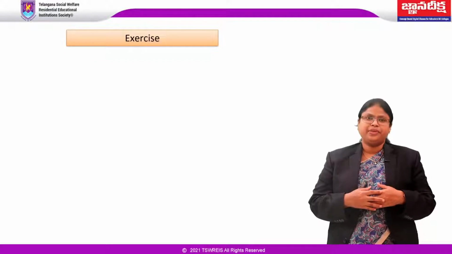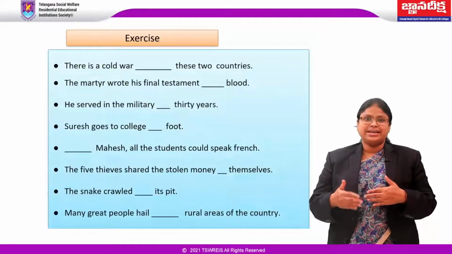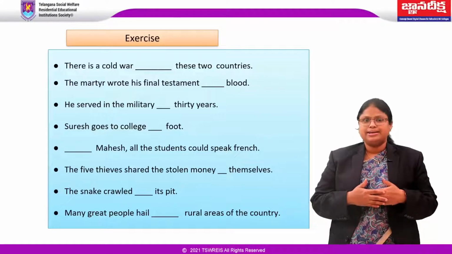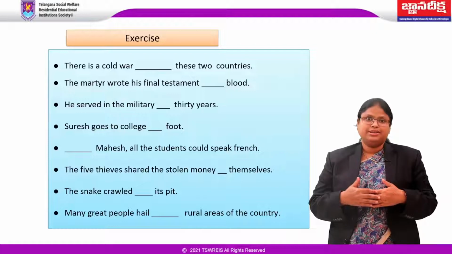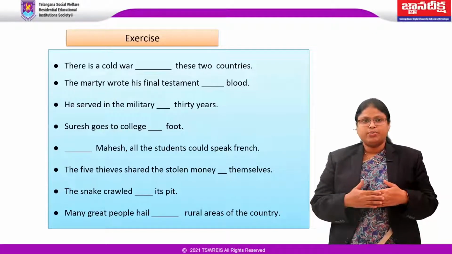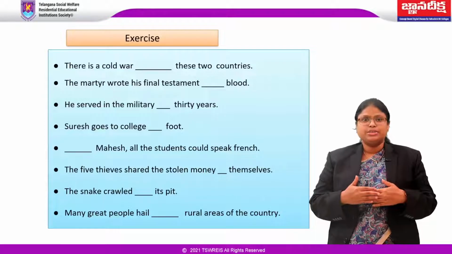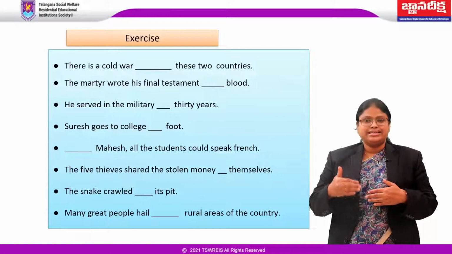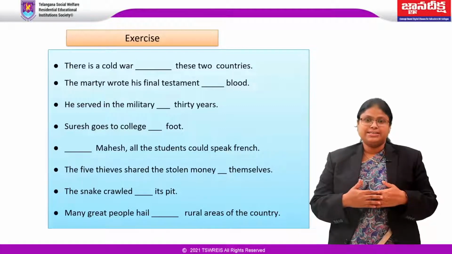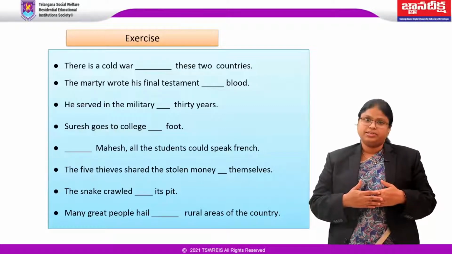The first one, there is a cold war dash these two countries. Now think about the preposition which would fit in correctly here. Yes, it is between. There is a cold war between these two countries. The second one, the martyr wrote his final testament dash blood. How did he write? Yes, the answer is with blood.